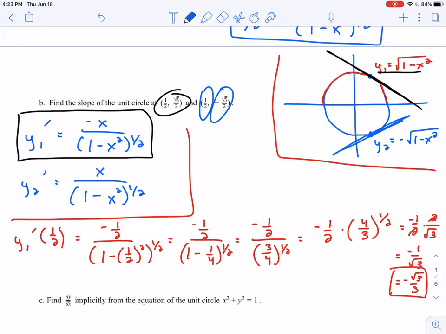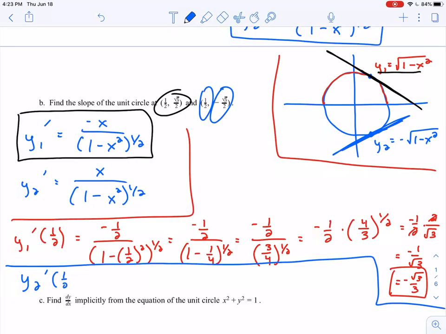At this point, we can sort of cheat a little bit. Because this point is on the bottom half of my unit circle, I'm looking at y2, which means I probably want to plug 1/2 into the derivative of y2. So I want y2 prime of 1/2, which equals positive 1/2 divided by (1 minus (1/2) squared) raised to the 1/2 power.